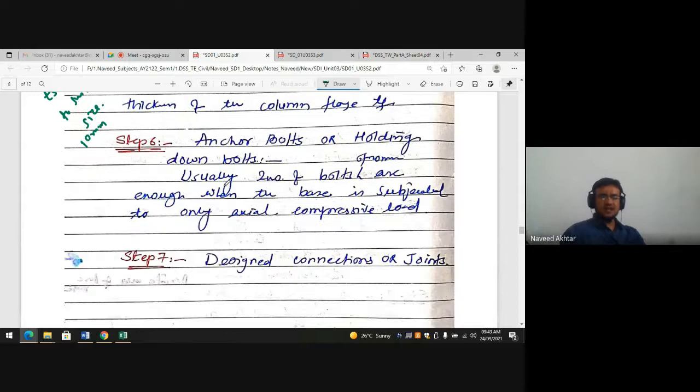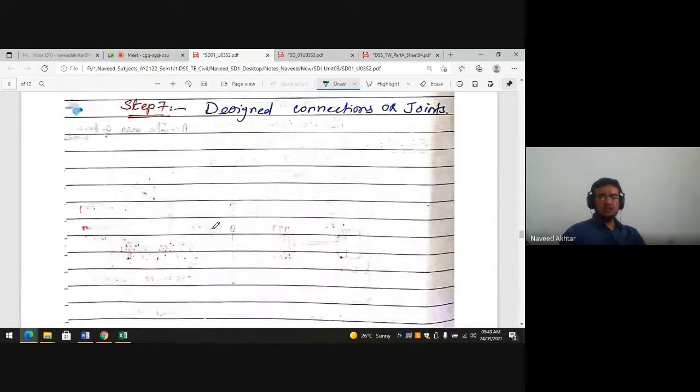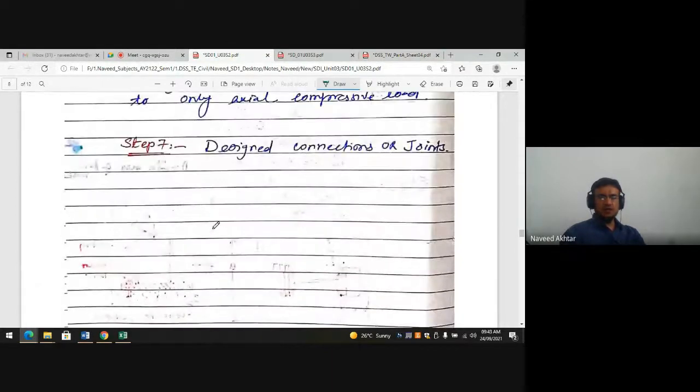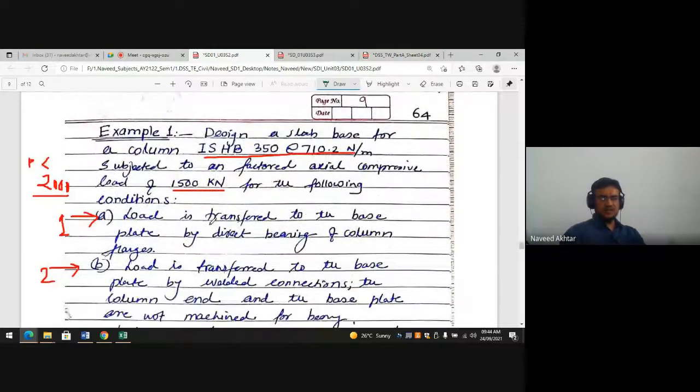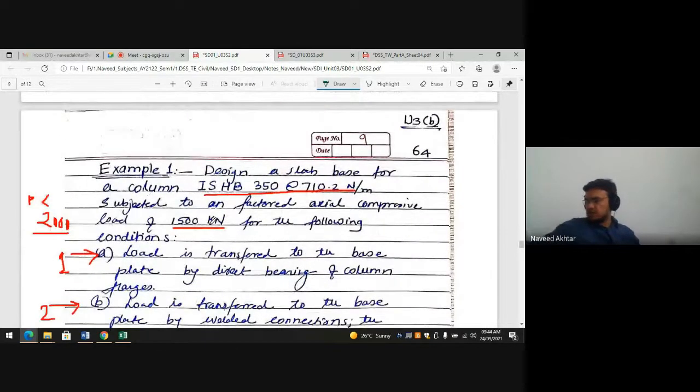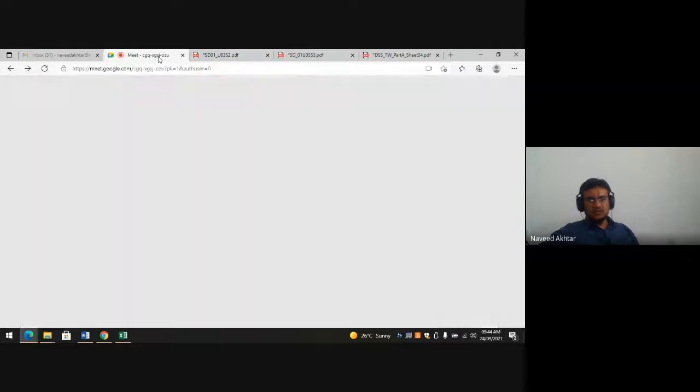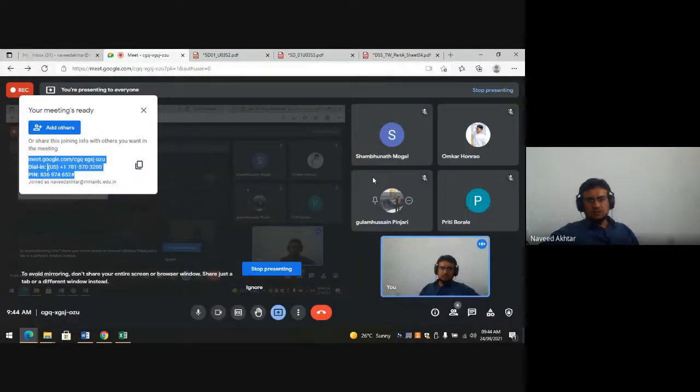After finding the thickness, you can provide holding down bolts, and the holding down bolts hold the plate in position, and then design of connection will take place. We will see one example tomorrow. We will stop here up to the 9 steps of the slab base, and we will see how to solve the example tomorrow. So we will stop here.